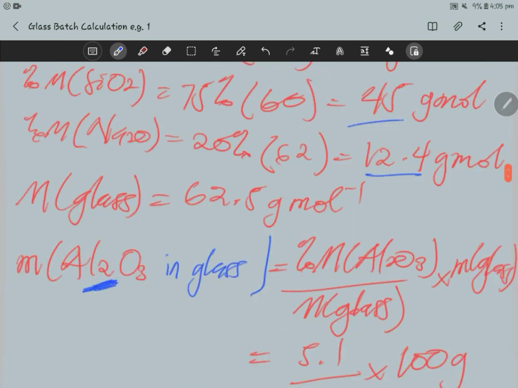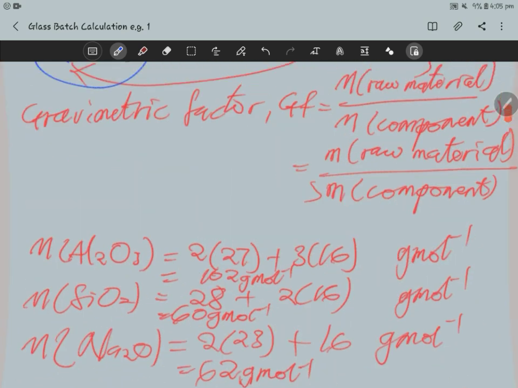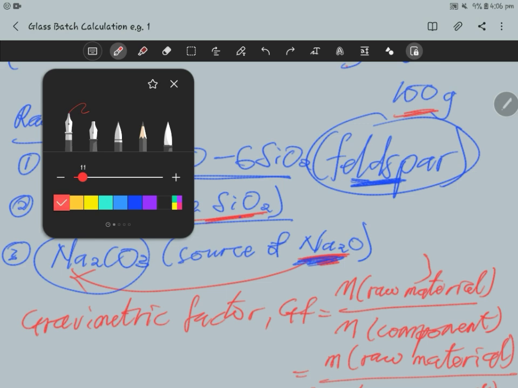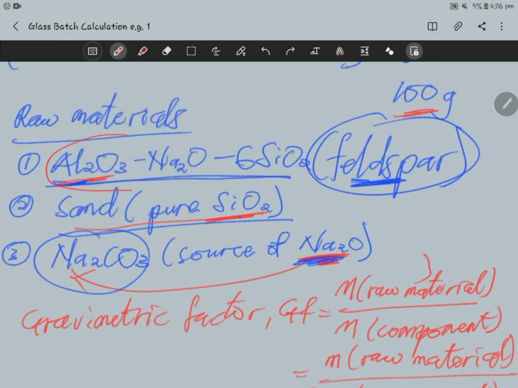So let's see. Looking at this one, as we were doing earlier, it's important to point out the raw material and the component, right? And we are seeing that we are getting Al2O3 from this feldspar. So this right here is our raw material. Those ones are very important. Be able to identify your raw material and the component. We know this right here is the raw material, and then the component we're getting from it is Al2O3, right?